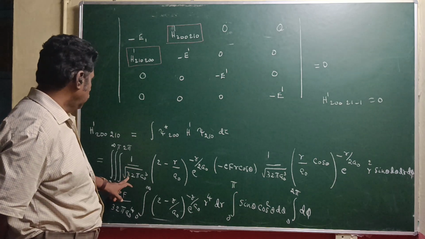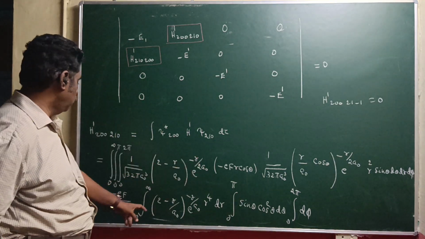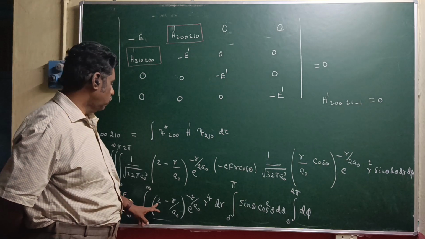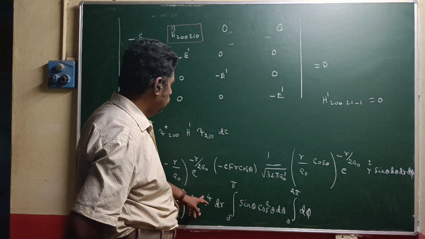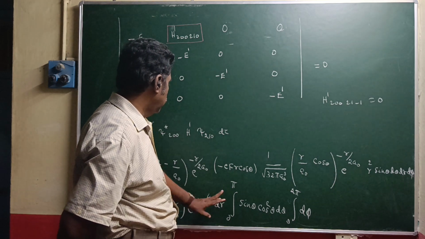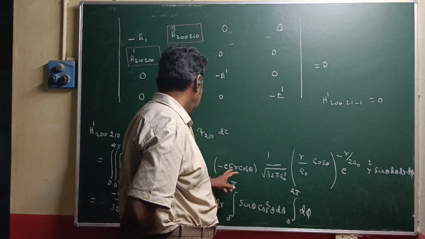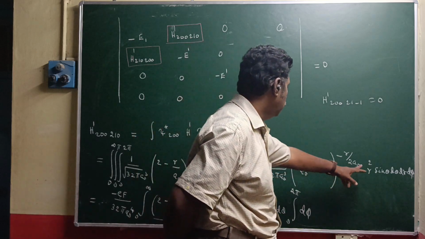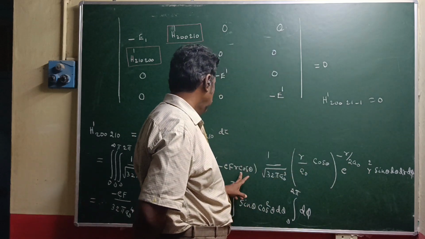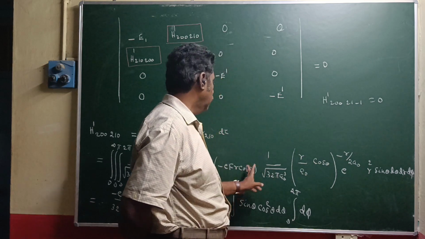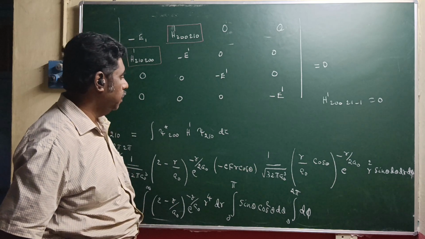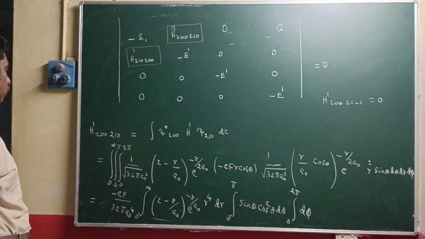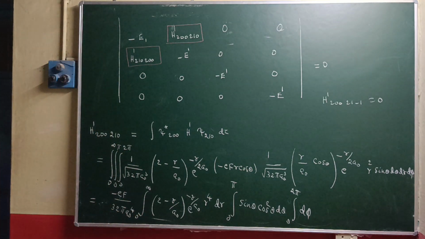See, 32 pi a0 power 4, (2 minus r by a0) e power minus r by a0, r power 4 dr, r into r square, r power 4. Then sin theta, cos theta into cos theta, cos square theta d theta. Then integral d phi, limit varying from 0 to 2 pi. Now you have to simplify this further.